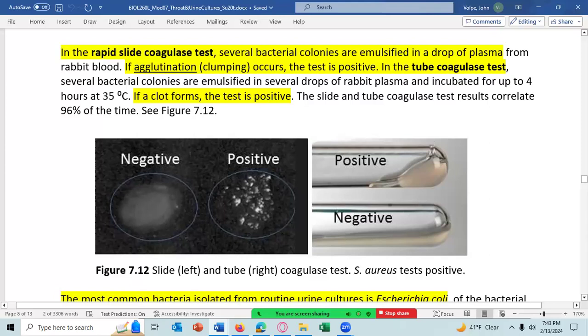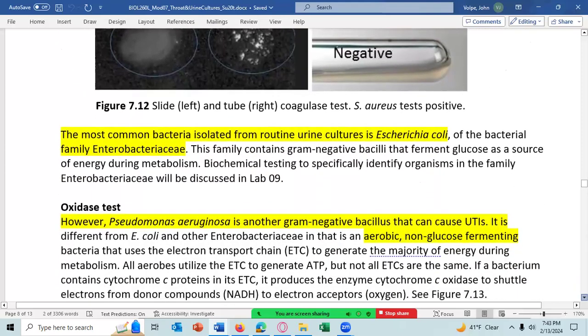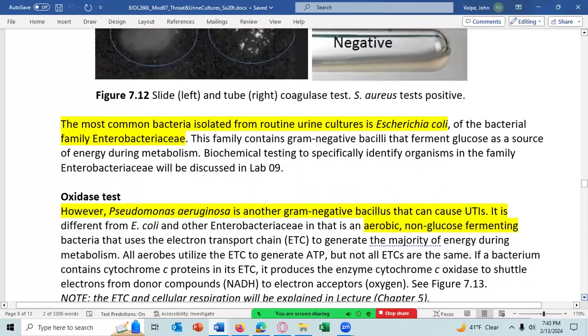All right, so that's one test we use for determining what the pathogen is. There are other tests we use to determine the pathogen, and the most common pathogen in a urine culture is actually E. coli. E. coli is a member of the family Enterobacteriaceae. It's a gram-negative species. There are two families of gram-negatives which cause a urinary tract infection: the family Enterobacteriaceae, and the family Pseudomonaceae.